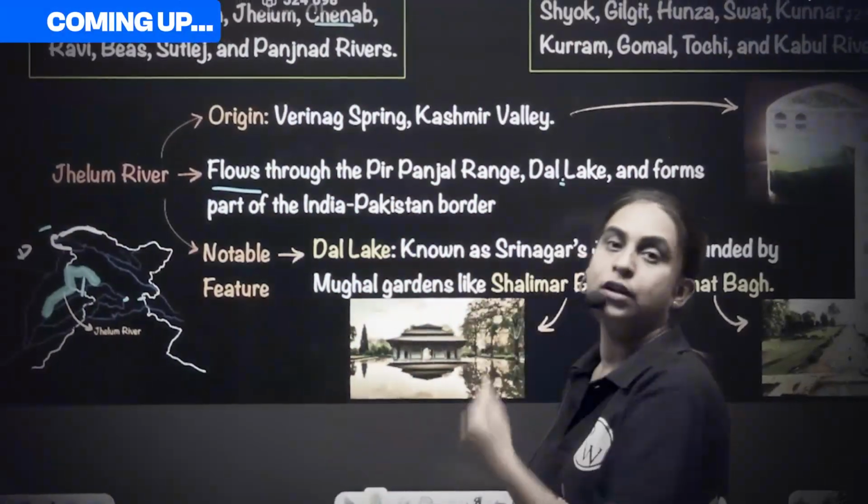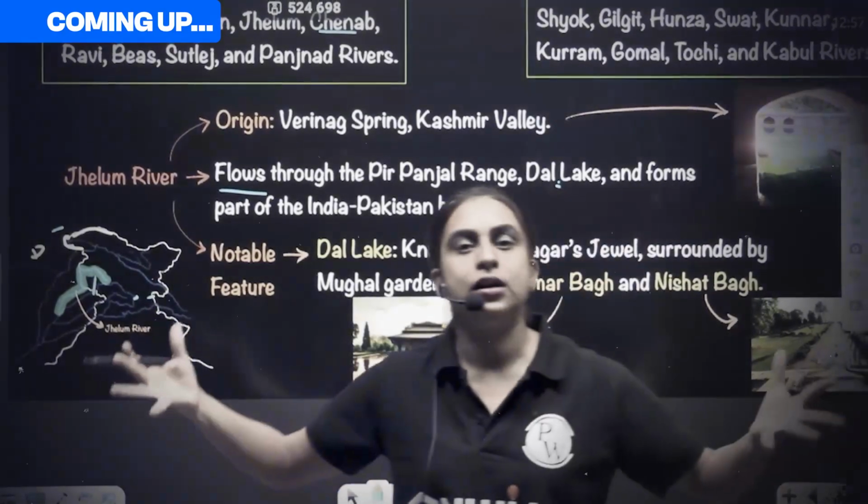Srinagar is on Jhelum, Dal Lake is on Jhelum, and Dal Lake is considered to be a remnant of a very big lake.